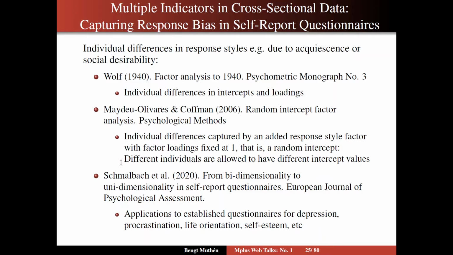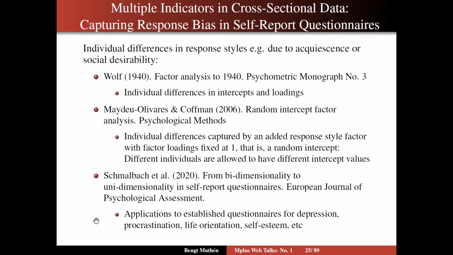This has been applied, for instance, in the European Journal of Psychological Assessment this year by Schmalbach, from bidimensionality to unidimensionality in self-report questionnaires, with applications to a series of established questionnaires for depression, procrastination, etc.